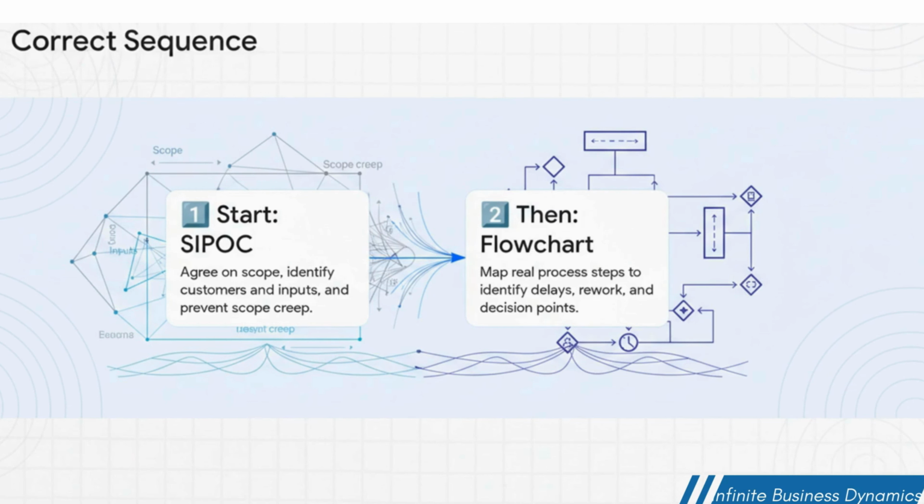Its entire reason for existing is to get your team aligned on the scope and to stop that dreaded project killer, scope creep. You know what I'm talking about? The thing that blows up budgets and timelines. Only once everybody agrees on the what and who, only then do you have permission to dive into the messy details of how with a flowchart.